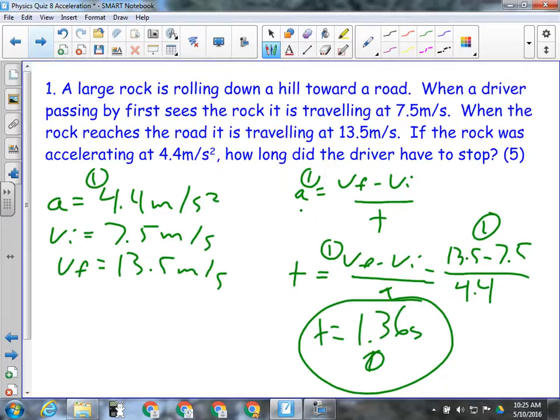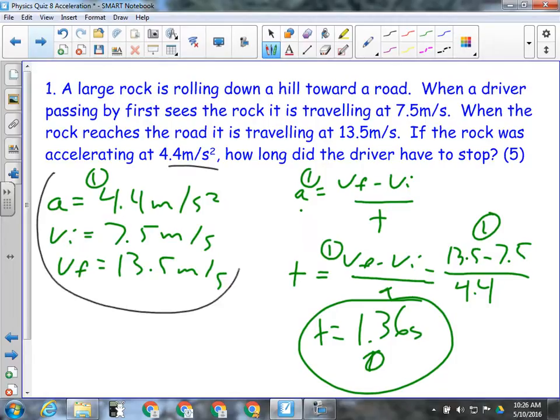All right, for our first question, we have a large rock rolling down a hill towards the road. When the driver first sees the rock, it's traveling at 7.5 meters per second. When the rock reaches the road, it's moving faster, at 13.5 meters per second. If the rock was accelerating at 4.4 meters per second squared, how long, that would be time, did the driver have to come to a stop?